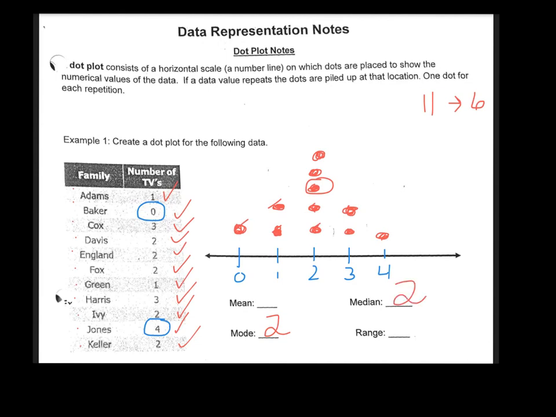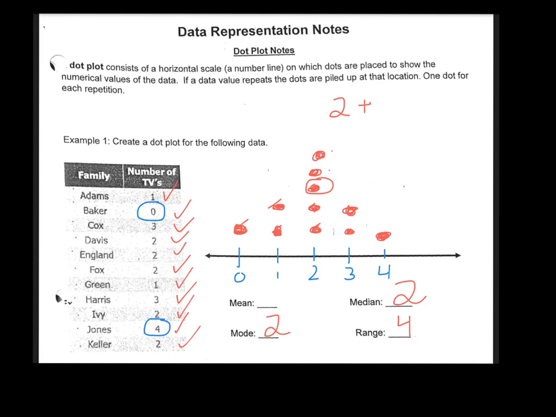The range is also pretty easy to see, since we know that the minimum is 0 and the maximum is 4. So obviously our range is 4. And again, a dot plot is really nice because we can easily see how many data points are in each category. So if I want to calculate the mean, I can easily see, okay, I have 2 people in column 1, so that's going to add up to 2.